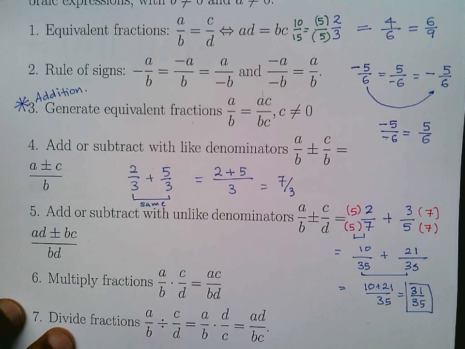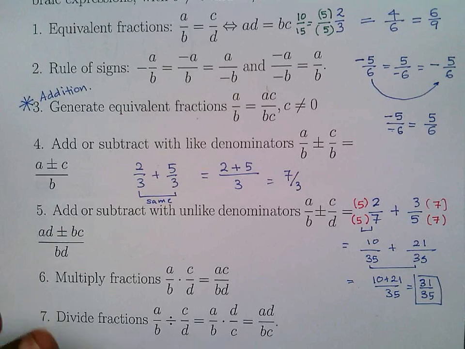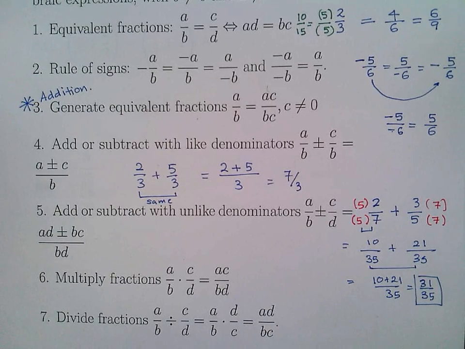Okay, and then that's how you add or subtract with unlike denominators, especially when there are no common factors. Even if there are common factors, you can use this method, but when that happens, you would get a different but equivalent answer.